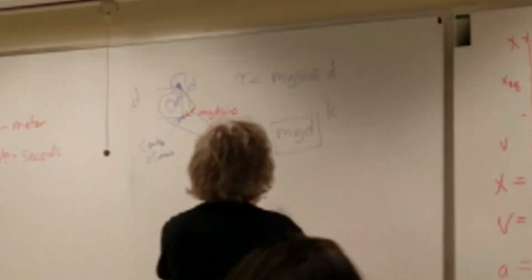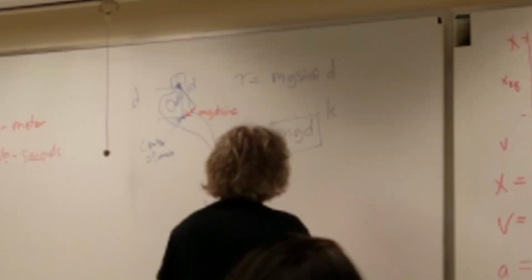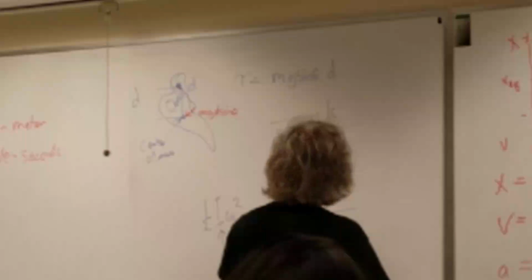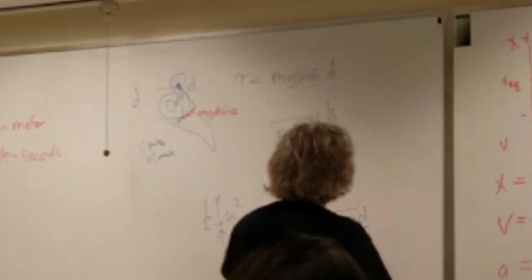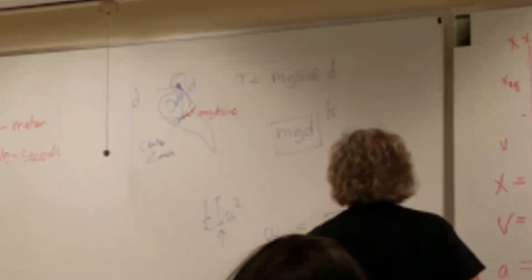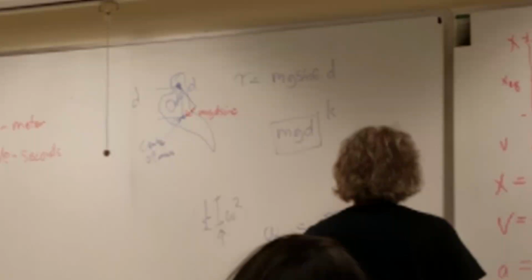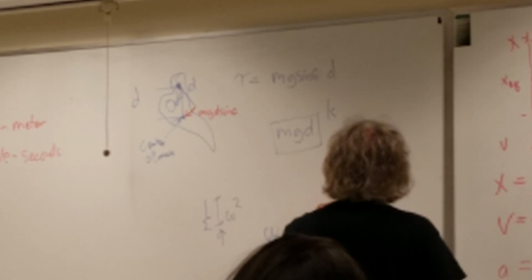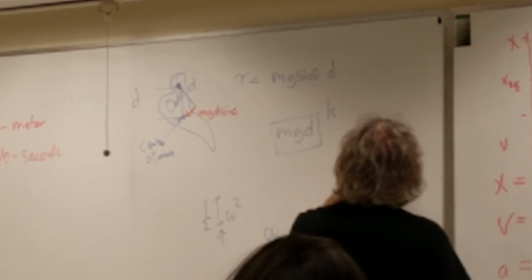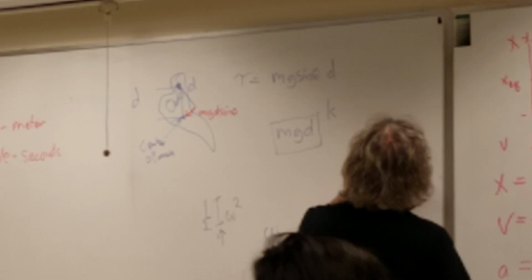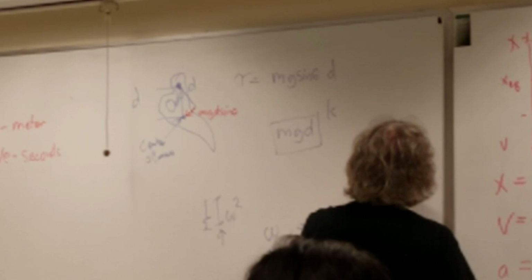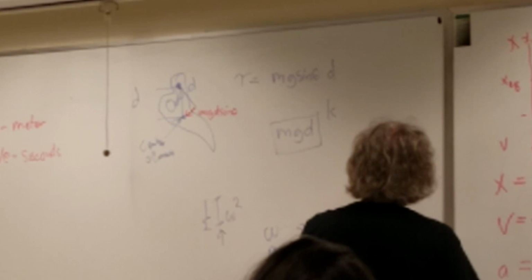So what we end up with is that the omega for a physical pendulum is equal to the square root of mgd over I, where I is the moment of inertia, and d is the distance from the pivot to the center of mass.